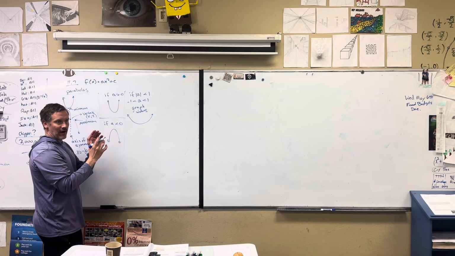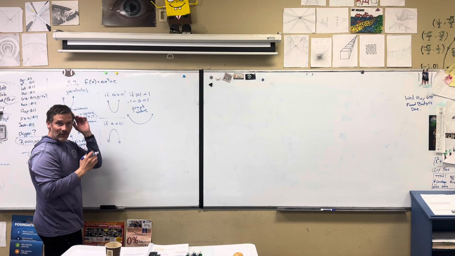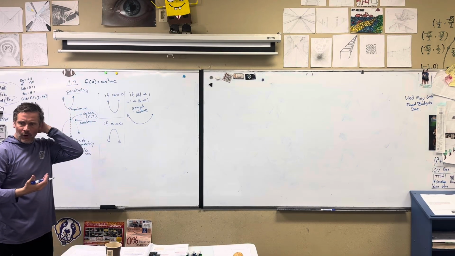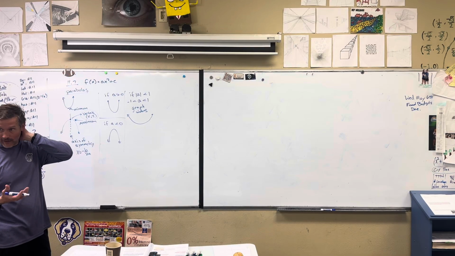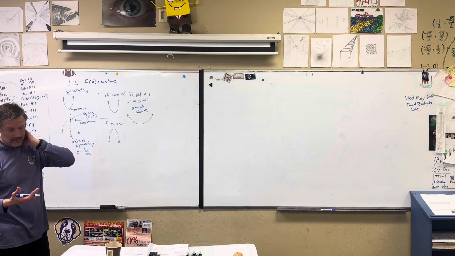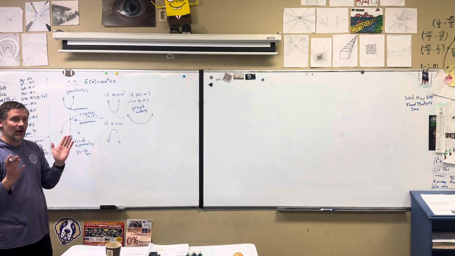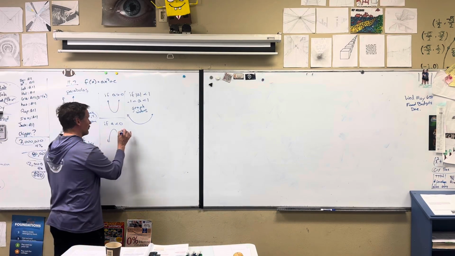If a is a fraction between 1 and -1. Now, if it goes over 1, let's say it's 5/3, that's greater than 1. It is a fraction, but it's greater than 1. That's going to narrow your graph.